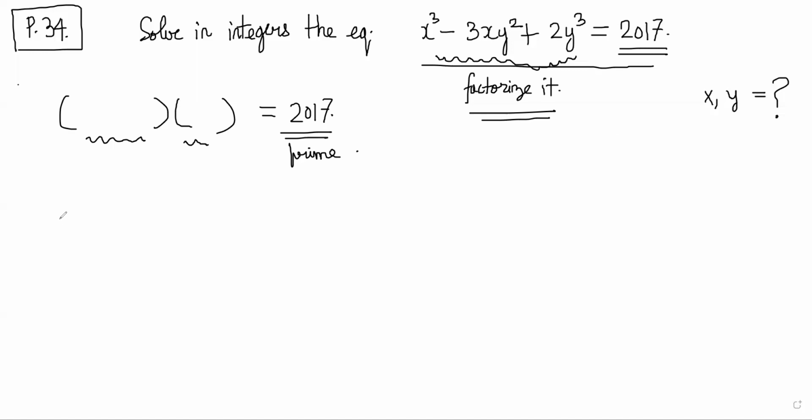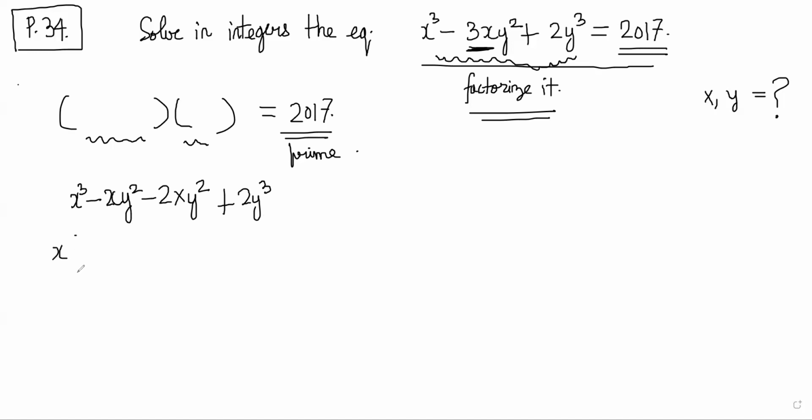Try to use the x plus y whole cube. Sir, we can write minus 3xy² as minus xy² minus 2xy², and that factorizes it. Yes, sir. x cube minus xy square minus 2xy square plus 2y cube. One second. Middle term you have split as minus xy² minus 2xy². Now plus 2y cube.